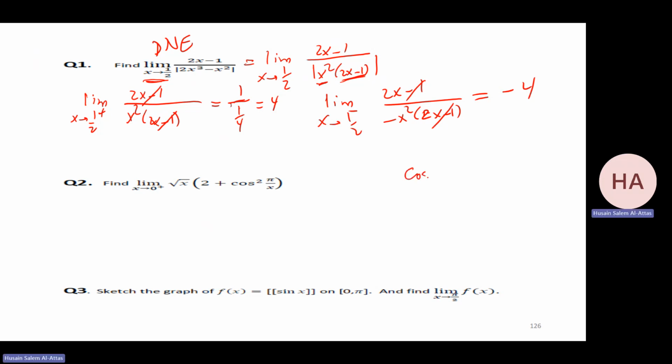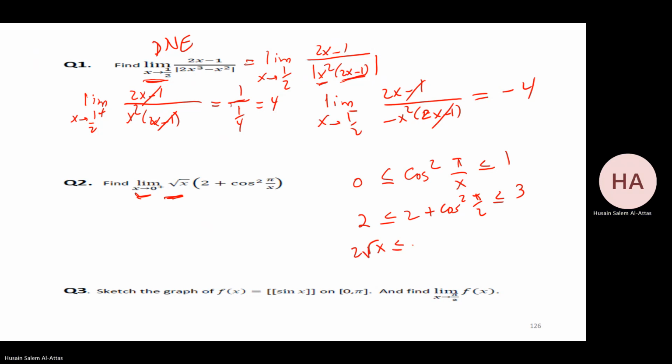you're going to start with cosine squared pi over x. This is between 0 and 1. Okay. Or you can start with minus 1 over 1, but it will make no difference. But this will be okay, since you are dividing by square root of x, which will make it 0. So this is plus 2, so it will be 2. 2 plus cosine squared pi over x, less than 3. Multiply by square root of x, since it's positive. 2 square root of x, and a square root of x, all of this.